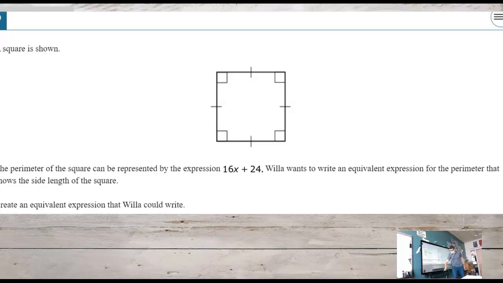And then, can I do the same thing but with the 24? So do that. Oh, nice. But the problem is asking us to write an equivalent expression to represent the whole perimeter. So I just broke it up. How do I write the whole perimeter together again?